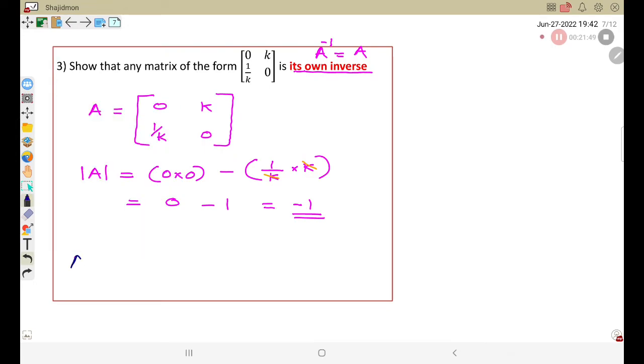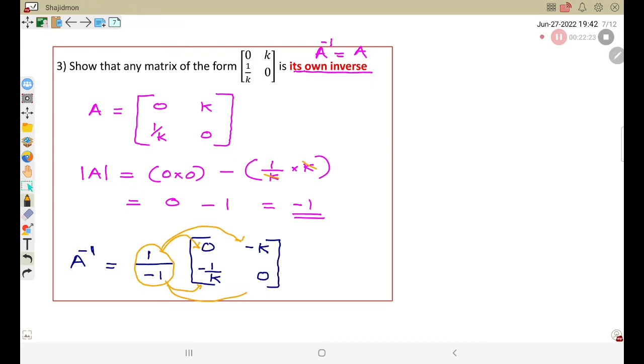Okay, now write what is the A inverse matrix. A inverse equal to, what is the shortcut? 1 divided by determinant of A, which is minus 1, multiplied by the matrix with main diagonal numbers interchanged. So here 0, here also 0, because both diagonal numbers are 0. Off diagonal numbers put opposite: k becomes minus k, 1 over k becomes minus 1 over k. Correct? We will get it like this. Now 1 over minus 1 we need to multiply to the inside numbers: first number, second number, third and last.